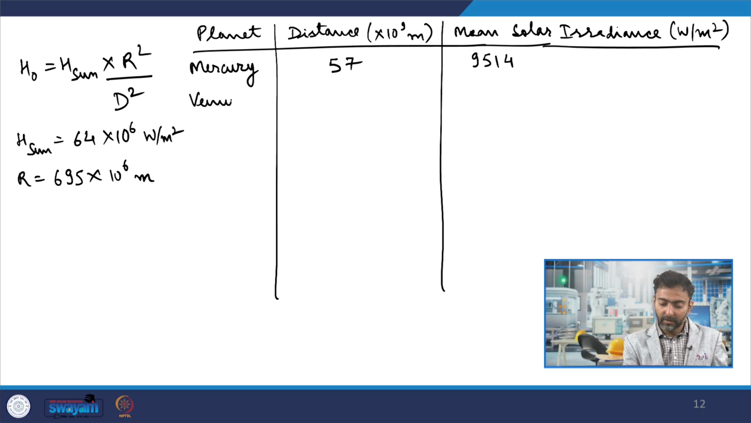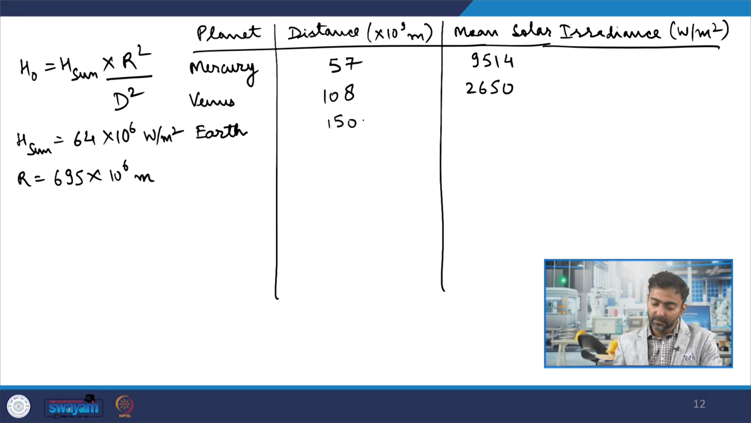Next planet, if you go to Venus, Venus is at a distance of 108 into 10 to the power 9 meters from the sun approximately, and the mean solar irradiation intensity at that particular distance using this concept would come out to be around 2650 watt per meter square, again several times higher than what we have on Earth. Next one, Earth. Earth is at around a mean distance of 150 billion meters from the sun, and at that distance with this formula we come out to around 1374 watt per meter square.